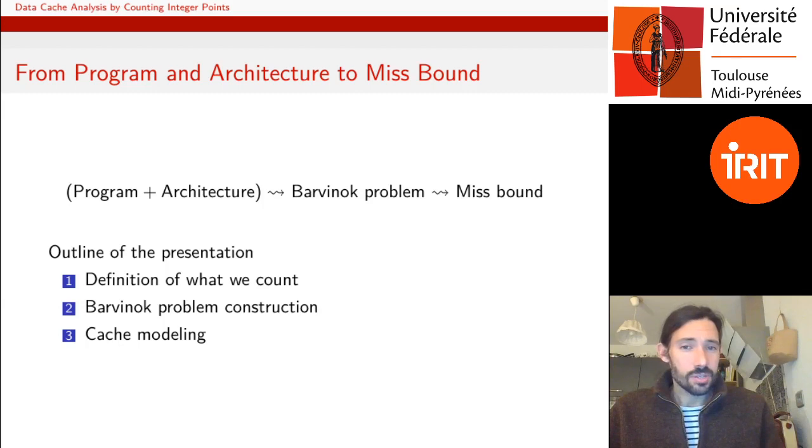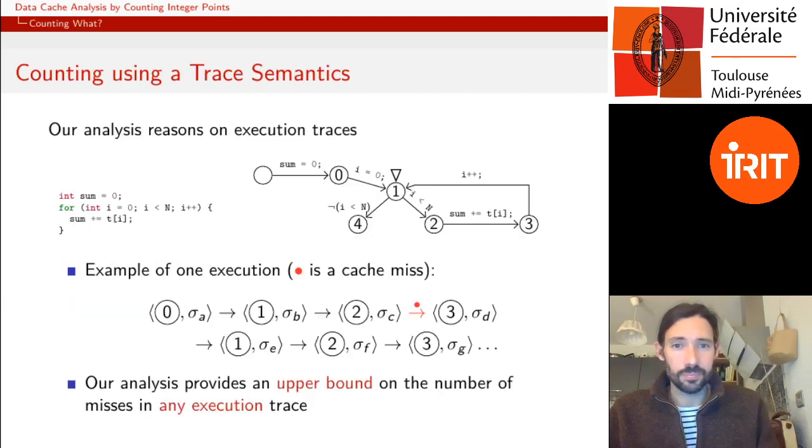The presentation has the following outline. First of all, we define precisely what we count. Then we present how we derive a Barvinok problem from the program and its architecture. And in the third part, I will talk a bit more about cache modeling. How can we model the architecture in this framework?